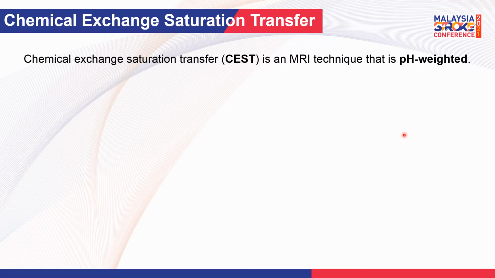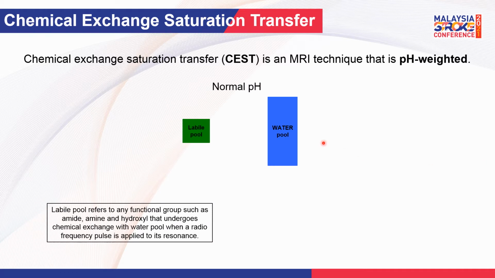So in our study, we investigated the use of amide proton transfer MRI for estimating the ischemic penumbra. And basically, amide proton transfer is a variant of chemical exchange saturation transfer, or CEST, which is an MRI technique that is pH weighted.